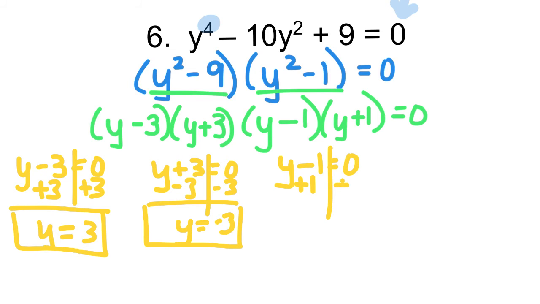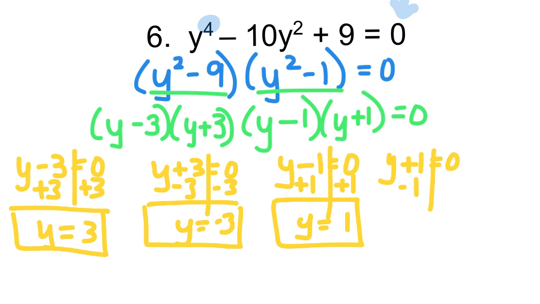Now we'll add 1 to isolate the y and get another solution. And finally, y plus 1 equals 0. We'll subtract 1 from each side, so y will be equal to negative 1. Sometimes the exponent gives us a clue to how many solutions we will have, but that is not always the case, so do be aware of that.